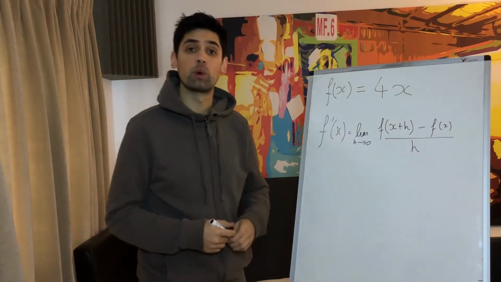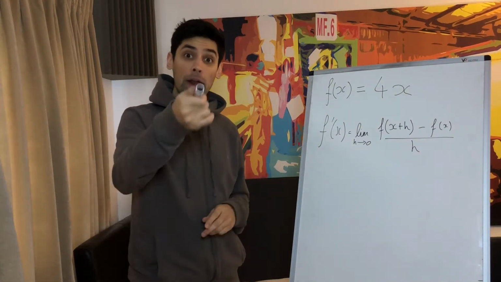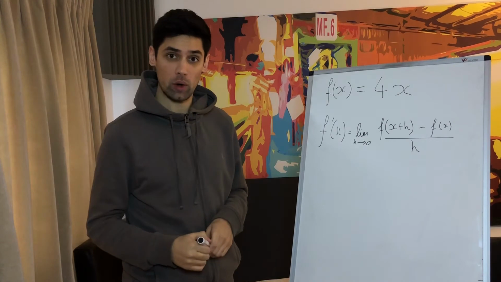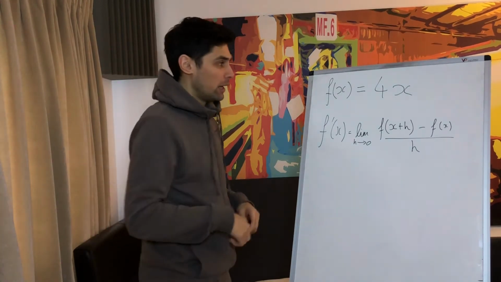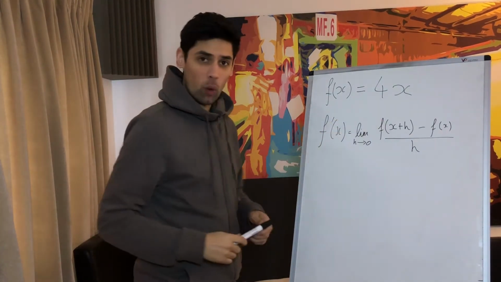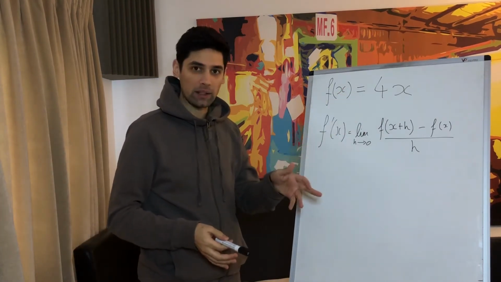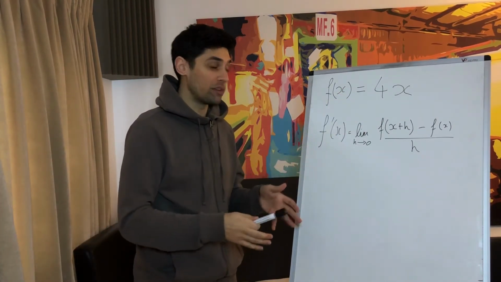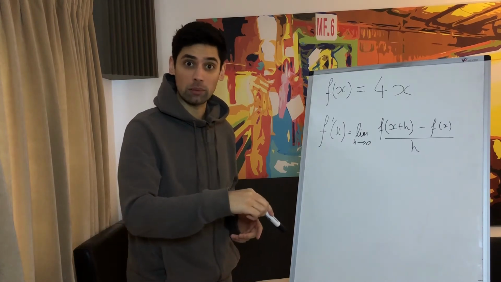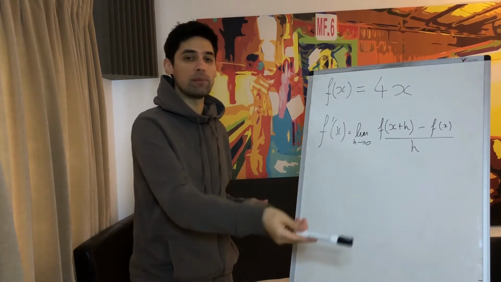Differentiation from first principles is easy. I don't want to see any of you making a mistake on it, alright? Because if we're told f(x) is 4x, we know what the answer is going to be. We know the derivative of 4x is 4. So if we don't get 4 in the end, we know we messed up. So it's always nice to know what we're aiming for.